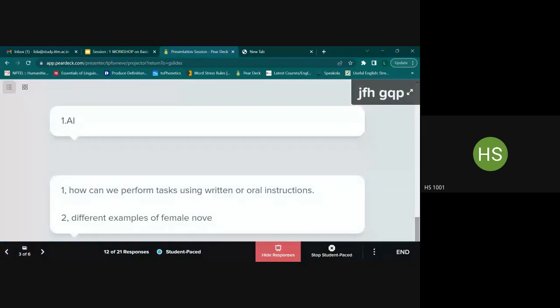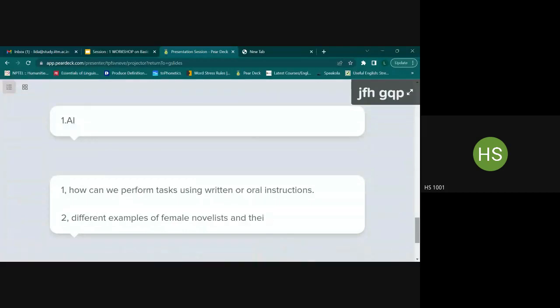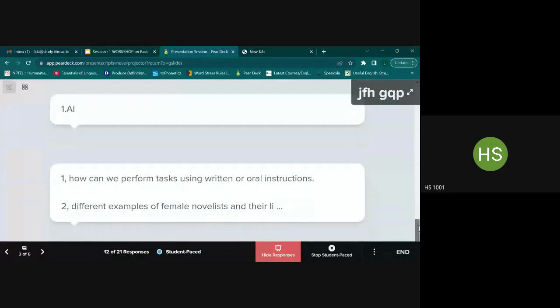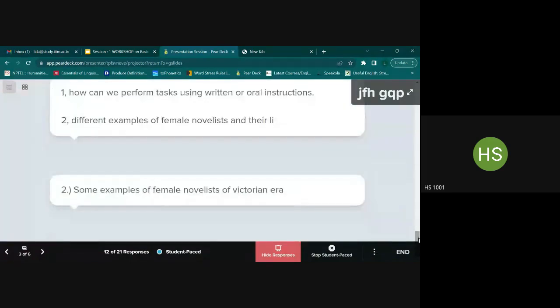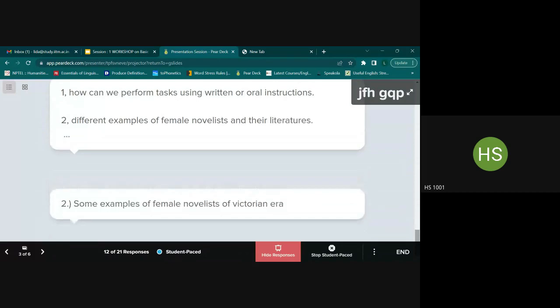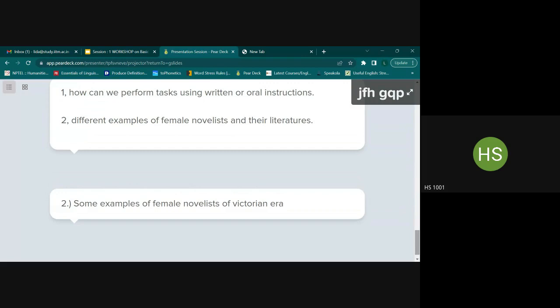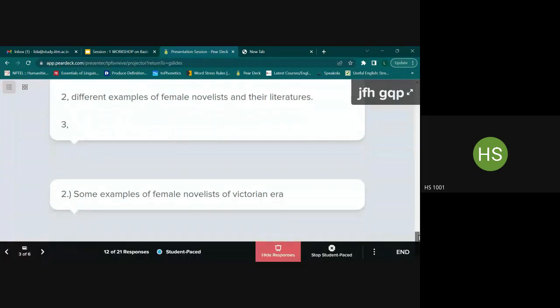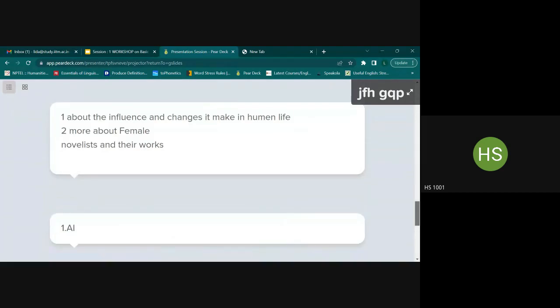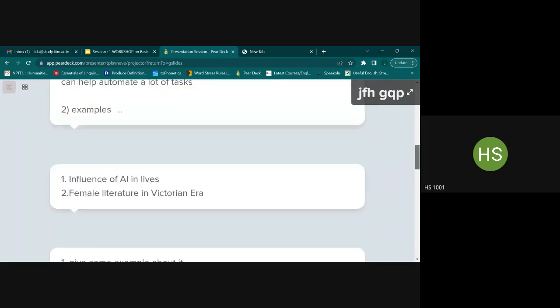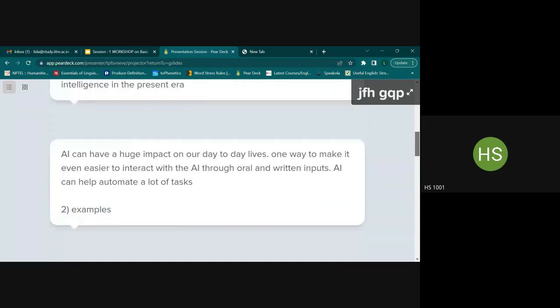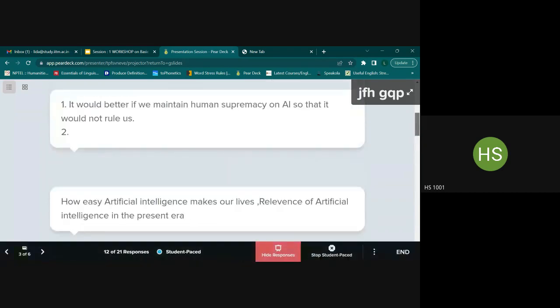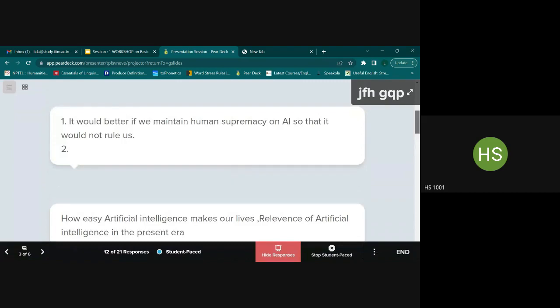How can we perform tasks using written or oral instruction? Yes, good. That's also possible. Examples of female novelists and their works. Yes. Some examples of female novelists. Yes. The second one, most of the answers are names of female novels, right? That works. More about female novelists, yes. Huge examples of limited influence also, so that it would not rule us.